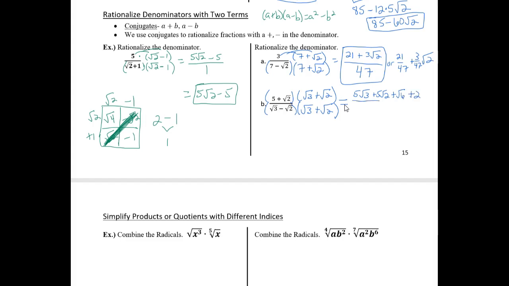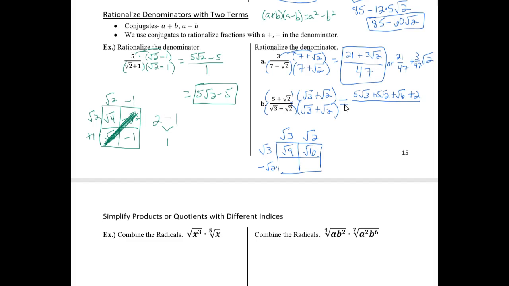None of those are like. There's nothing I can do more with that. And none of those radicals can be simplified. Now to multiply out the denominator. I'm going to make another box. I have square root of 3 minus the square root of 2 times the square root of 3 plus the square root of 2. Square root of 3 times square root of 3 is going to be the square root of 9 because of that 3 times 3. Square root of 3 times square root of 2 is square root of 6 because 3 times 2 is 6.